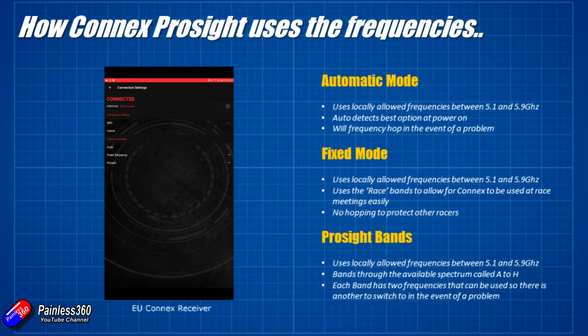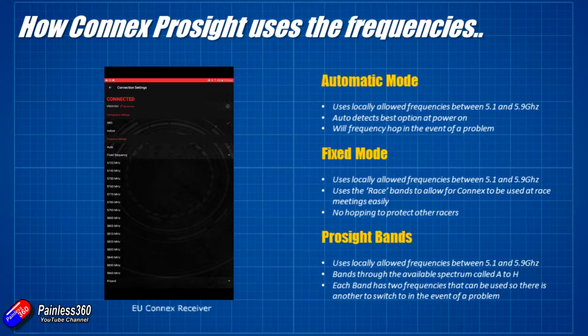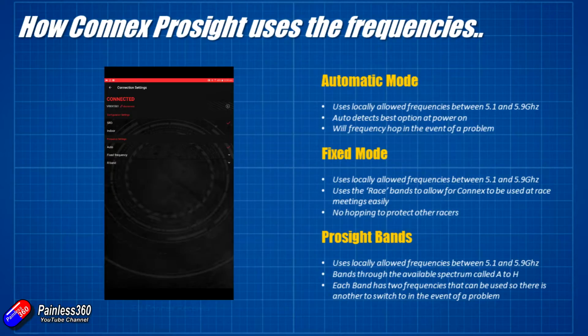Now until recently this has been a little bit of a black art, because what you've had to do is go around and try and figure out which is the best choice for you at any particular event. Now if you're going to be racing and everyone else is on other race bands, then that gets a little bit easier with that fixed mode. But how do you know which is the best Prosight band? How do you know if automatic mode is going to be fine in the area that you're flying in? Let's look at how the bands actually match up.